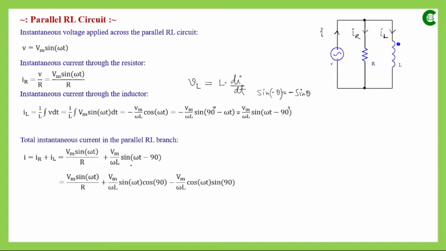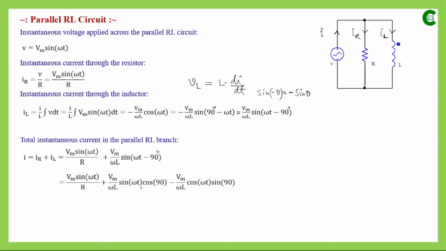So next what we will do, we will expand this sin(A minus B), and we will be getting this expression. So Vm by omega L is the constant, so sin(A minus B) will be sin A cos B minus cos A sin B.